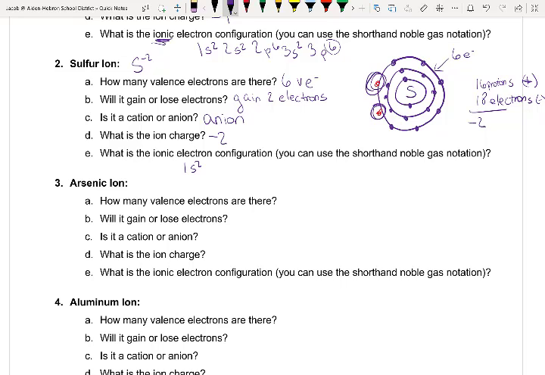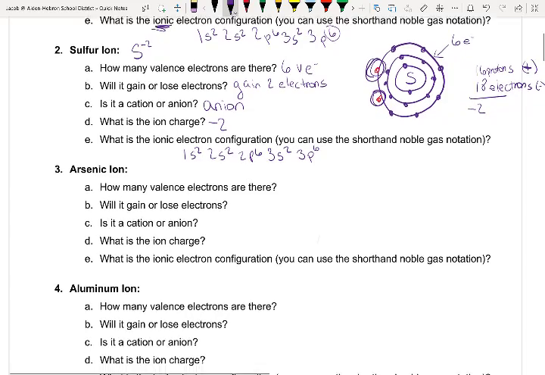1s2 is going to take care of our hydrogen and helium. 2s2 takes care of lithium and beryllium. 2p6 goes all the way across from boron through neon. 3s2 takes care of sodium and magnesium. And then usually we end at 3p4 to get to sulfur, but because we're adding in these 2 electrons here, we're going to be going up to 6 again. So 4 plus those 2 equals 6. So 3p6.